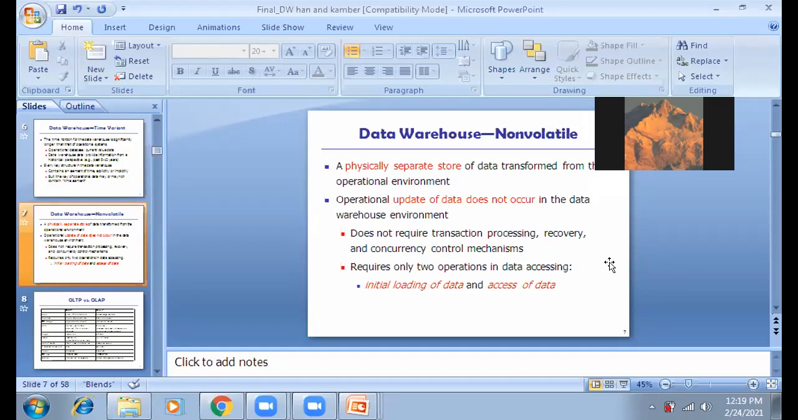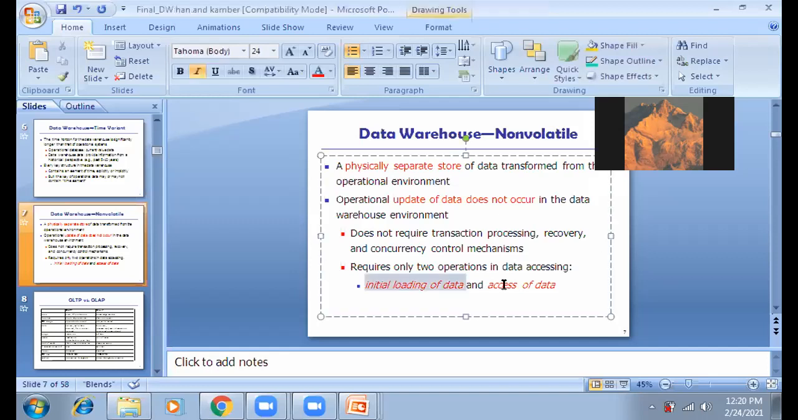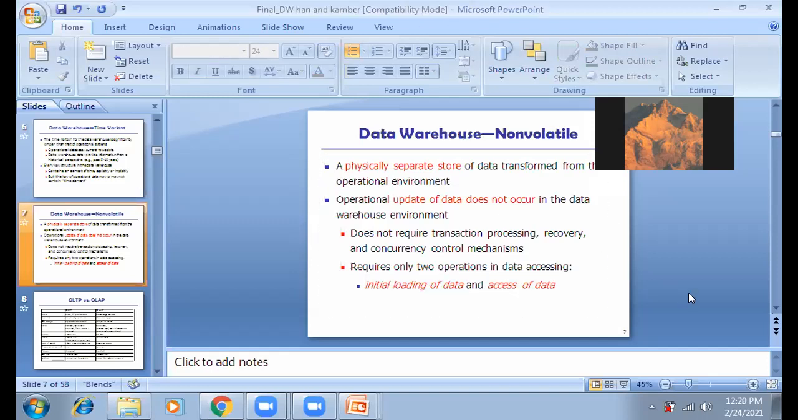Okay, it usually requires only two operations in data warehouse. One is initial loading of data, another one is accessing of data. Only these two operations are required in a data warehouse. Look, the initial loading of data and accessing of data. Only these two operations it requires, and no other operation. Okay. So these are the four important features of data warehouse.